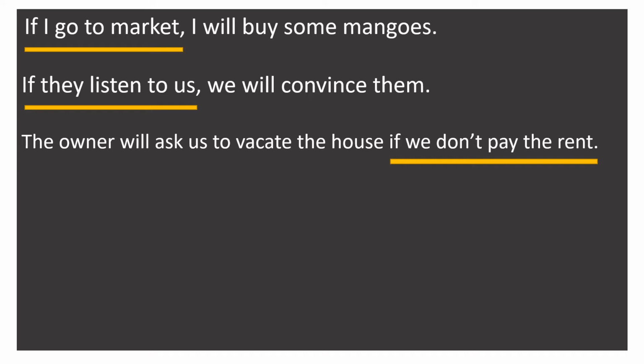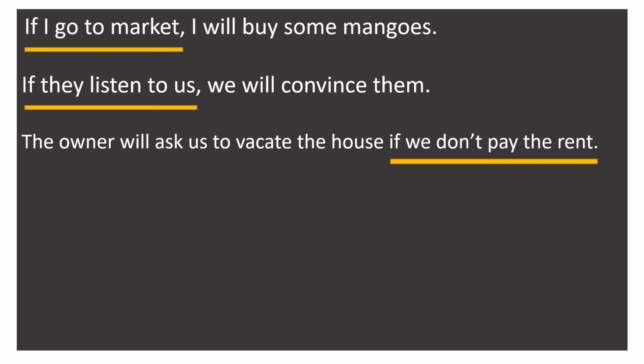Now let us see the second sentence. If they listen to us, we will convince them. When will the speakers be able to convince them? Only when they listen to them. So here the condition is, first, they should listen to them. Then only the speakers will be able to convince them. If that condition is satisfied, then we will have the result. What is the result here? They will convince those people.